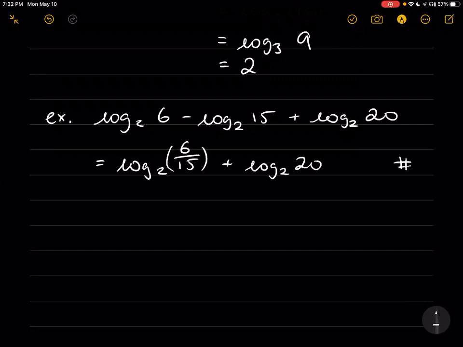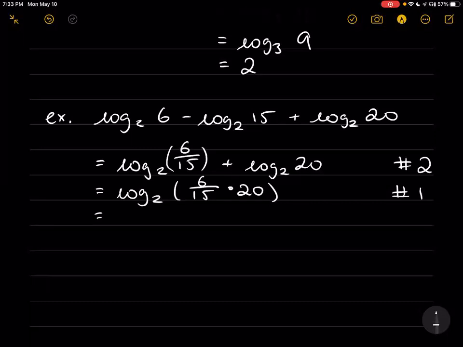So that was using law number 2. And then I can combine the addition using law number 1. So this becomes log base 2 of 6 over 15 times 20. And then if you do some simplification, I think you get log base 2 of 8. And then I think we need to raise 2 to the 3rd power to get back 8. So this is going to be 3. 2 to the 3rd power is 8. Okay, cool.